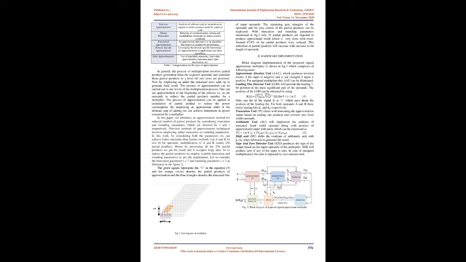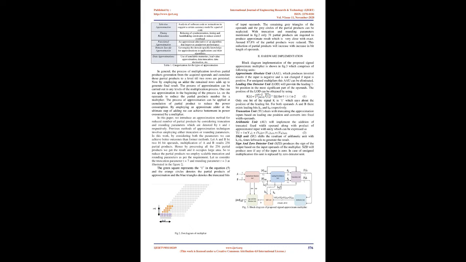With truncation and rounding parameters mentioned in figure 2, only 31 partial products are required to produce an approximate result, which is very close to the exact. Around 87.8% of the partial products were reduced. This reduction of partial products will increase with increase in bit length of operands.